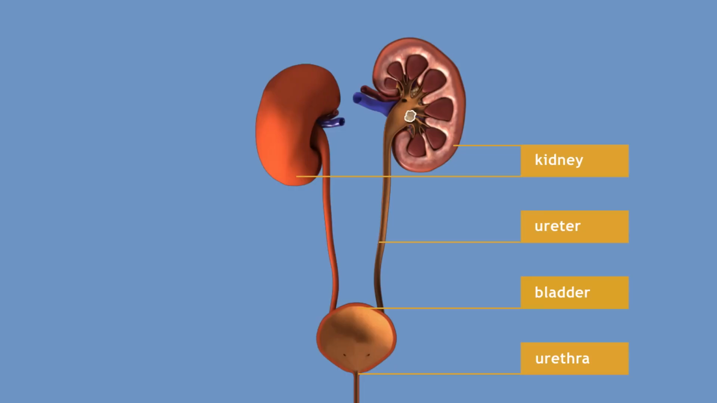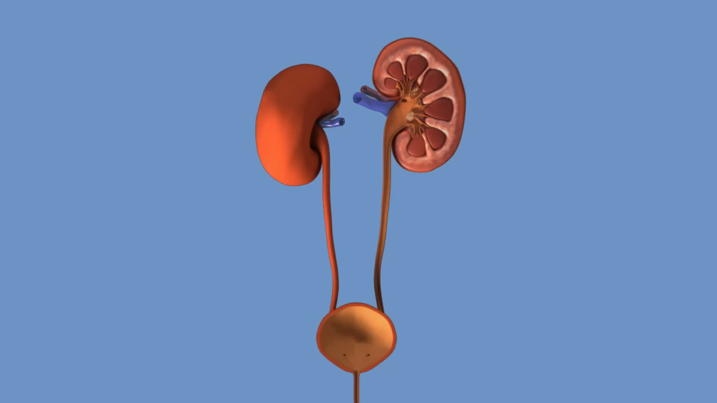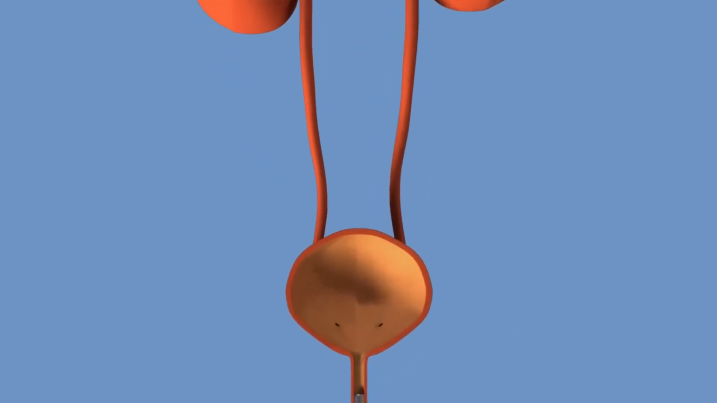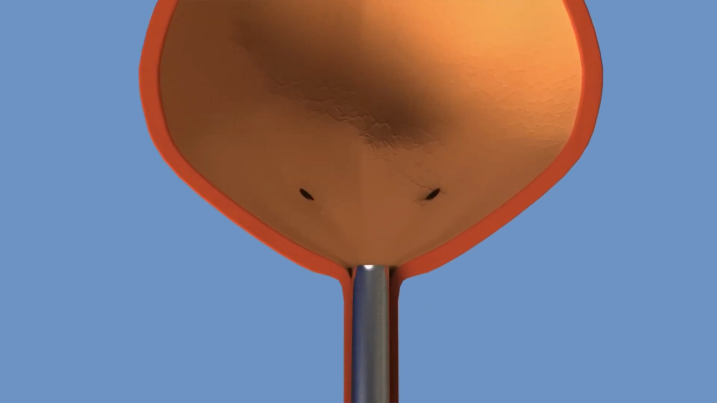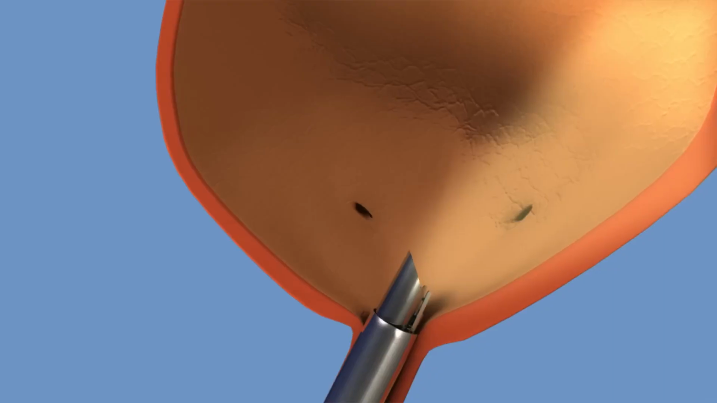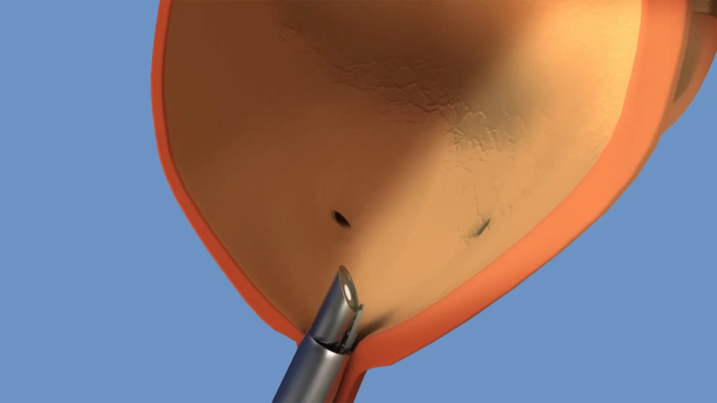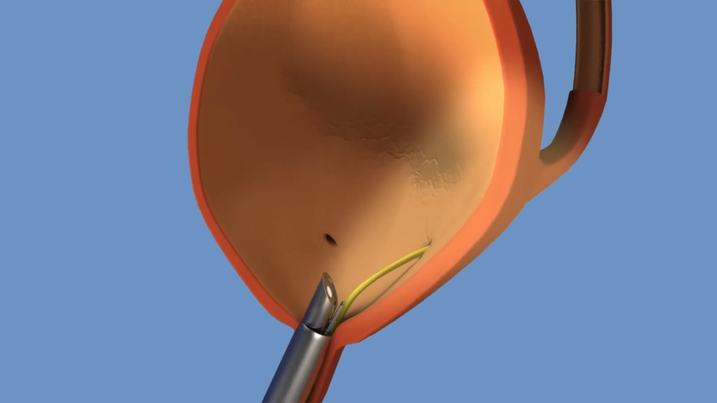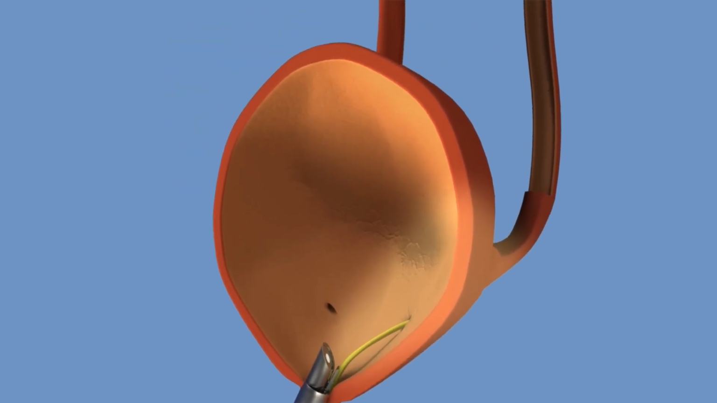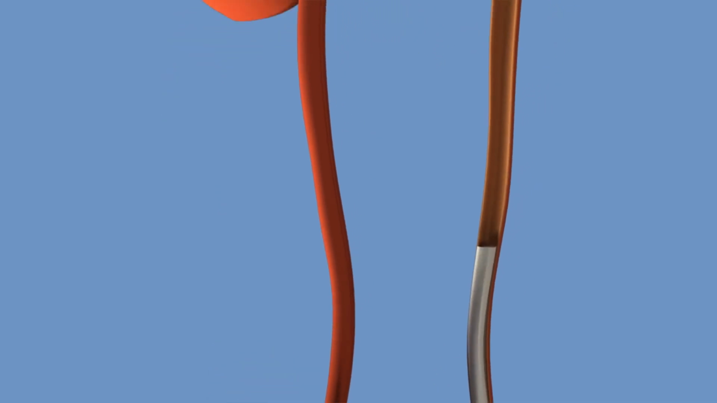This animation shows the removal of a kidney stone. Ureteroscopy is typically performed with the patient under general anesthesia. A small tube is passed through the urethra into the bladder, and from there up into the ureter and into the kidney. A contrast study may be performed to assess the anatomy of the renal collecting system before stone removal.